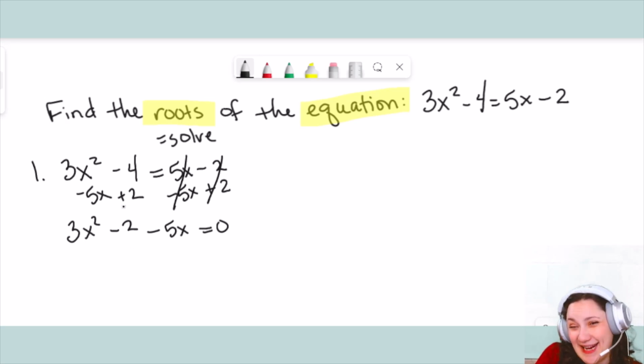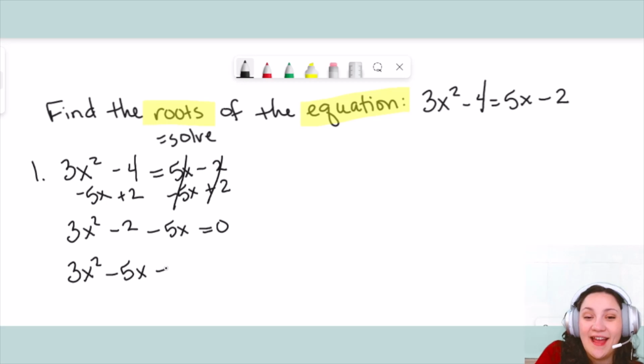But this is not in standard form, is it? So I need to just rearrange my terms. So I have 3x squared, that's in the right spot, but I need to have 5x next, and then the minus 2, and that's equal to 0. So now I've got my standard form, and now I can factor this.